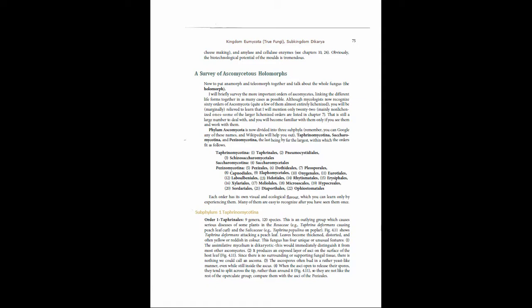A survey of Ascomycota holomorphs. Now to put anamorph and teleomorph together and talk about the whole fungus, the holomorph. I will briefly survey the more important orders of Ascomycetes, linking the different life forms together in as many cases as possible. Although mycologists now recognize 60 orders of Ascomycota, quite a few of them almost entirely lichenized, you will be, marginally, relieved to learn that I will mention only 22, mainly non-lichenized. Some of the larger lichenized orders are listed in Chapter 7.